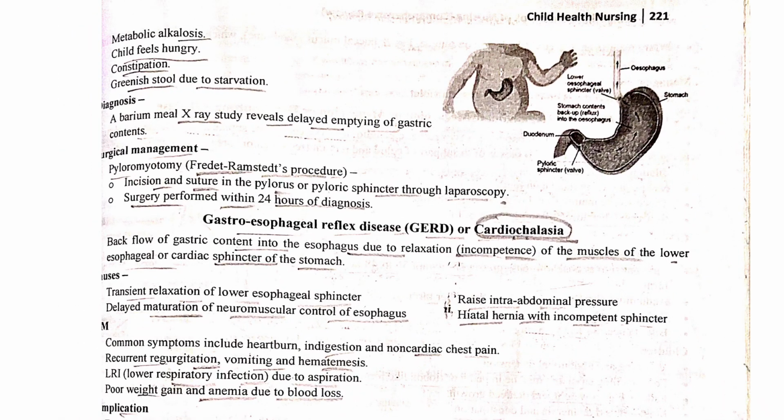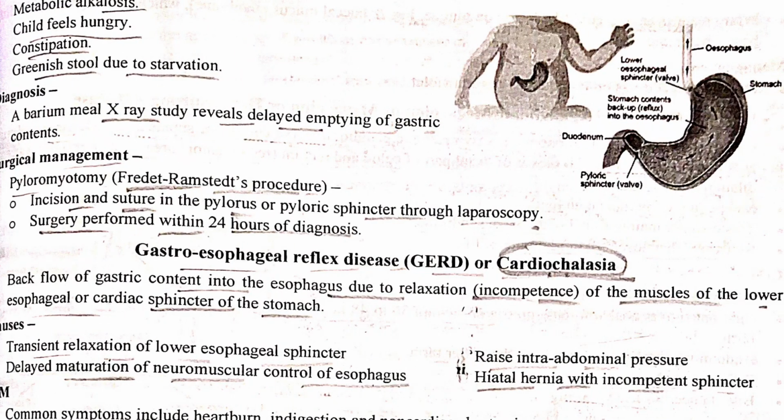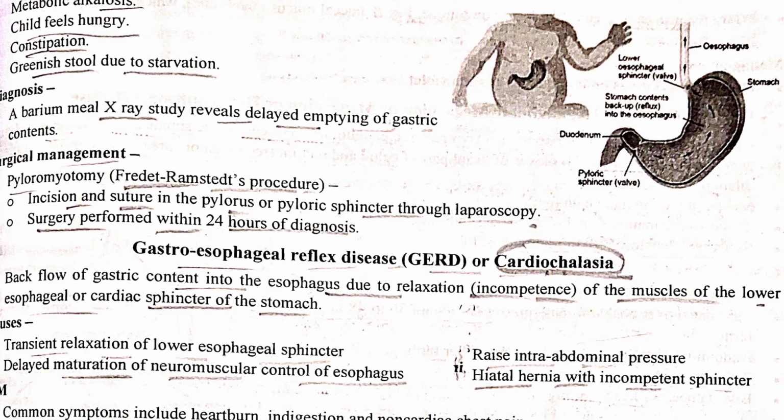Then metabolic alkalosis. Child feels hungry, constipation, greenish stool due to starvation. Diagnosis: a barium meal X-ray study reveals delayed emptying of gastric contents. Surgical management: pyloromyotomy, Fredet-Ramstedt procedure. Incision and suture in the pylorus or pyloric sphincter through laparoscopy. Surgery performed within 24 hours of diagnosis.